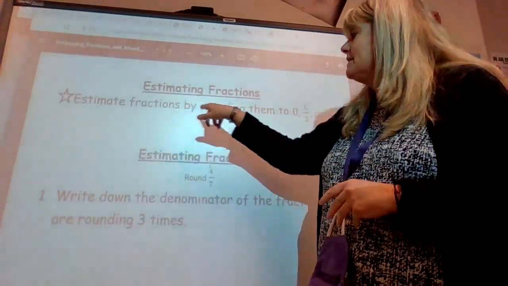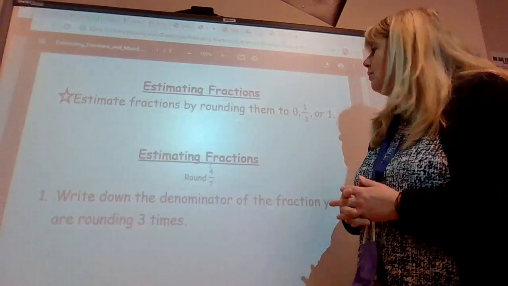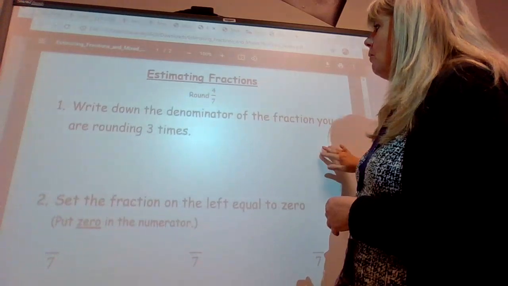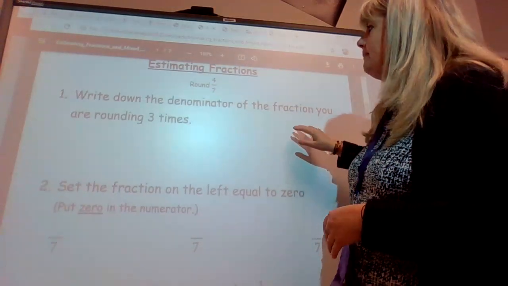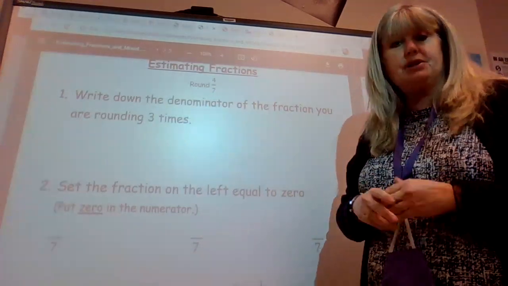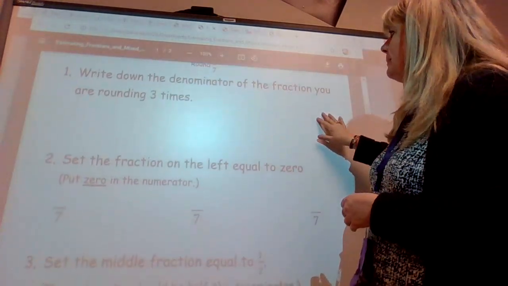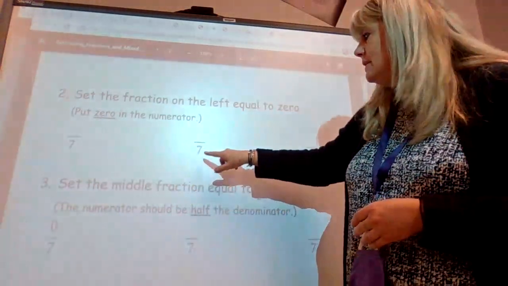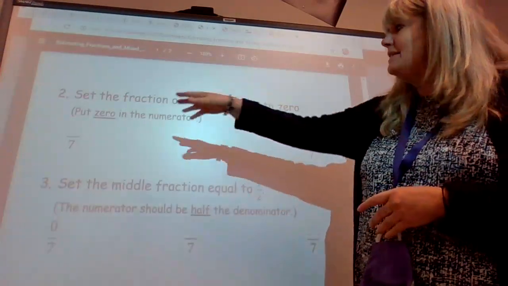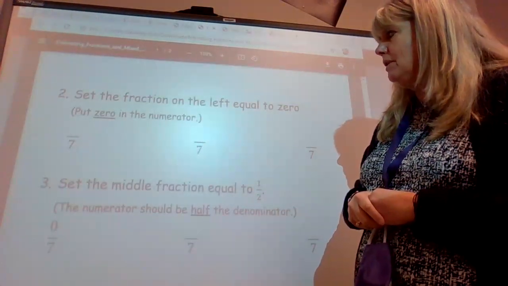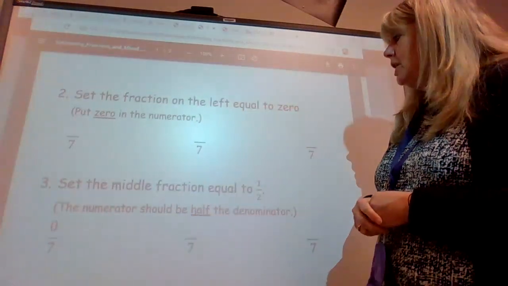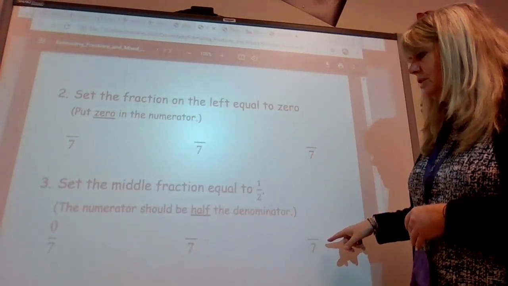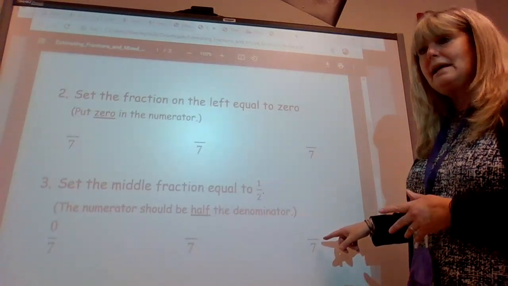Estimating fractions. We estimate fractions by rounding them to 0, 1/2, or 1 on a number line. When you round a fraction or you estimate, for example, if we have the fraction 4/7, we write down the denominator of the fraction that you are rounding 3 times. So in this case, we have 7, 7, and 7. We set the fraction to the left equal to 0. So we put a 0 in the numerator. We set the fraction in the middle to 1/2, and we set the fraction to the right as 7/7.